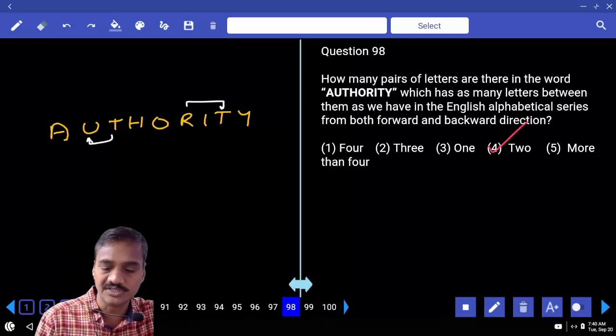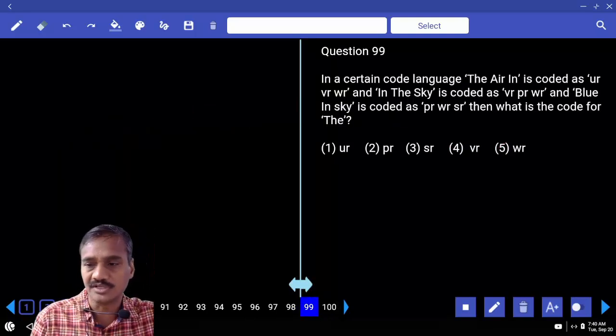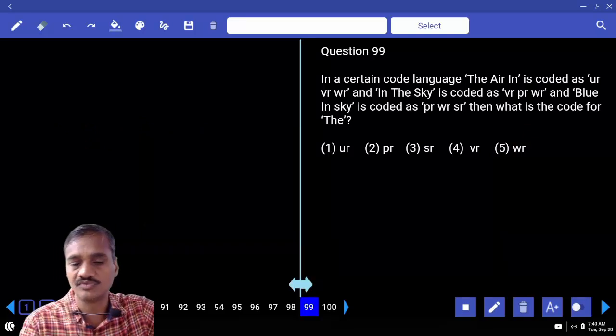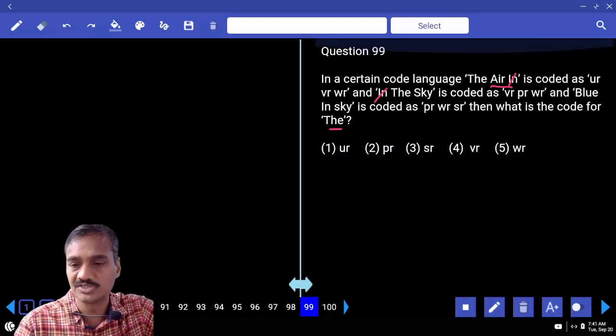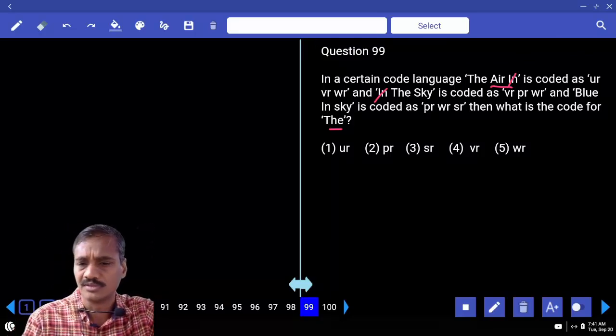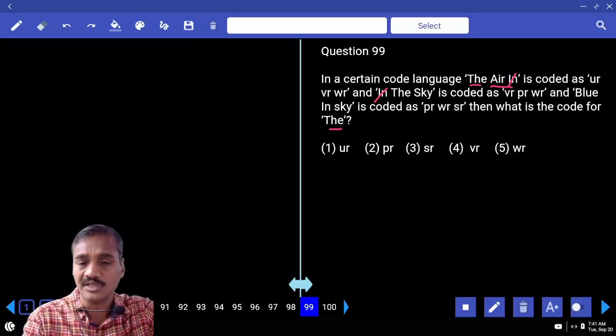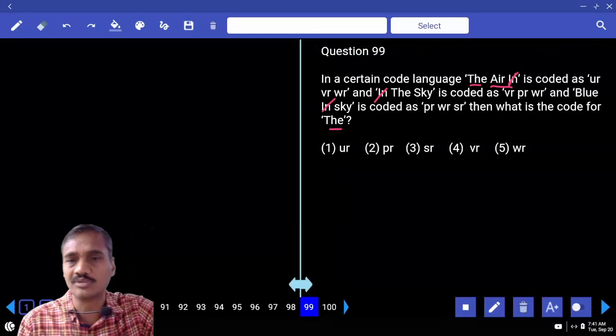Then coming to this 99, in a certain code language, the A, N is coded and so on. What is the code for the? Air and in. ఇక్కడ కూడా air and in. In is common here. అవునా కదా? And at the same time, the and sky and the రావాలి మనం. And in and the are the 2 words that are common here. In is common in all these 3. మూడిట్లో కామన్ ఉంది కదా in.